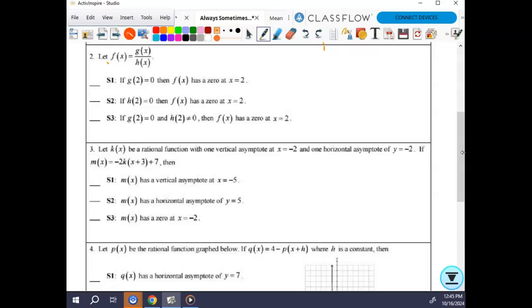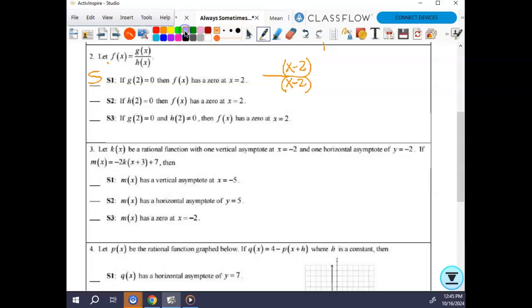Okay, so let's see what this says. The first statement says if g of 2 equals 0, okay, g is the numerator, that means I would have to have an x minus 2 in the numerator. That's what the first part of that statement says. It says, then f of x has a 0 at x equals 2. So is it possible that if I have that, I would have a 0 at 2? Yes. Is there another situation that could occur which means I don't have a 0? Yes. If I have this, then I could have a hole, right? So it just depends, and they didn't tell us anything about h, so this would be a sometimes, because it could work either way, right?